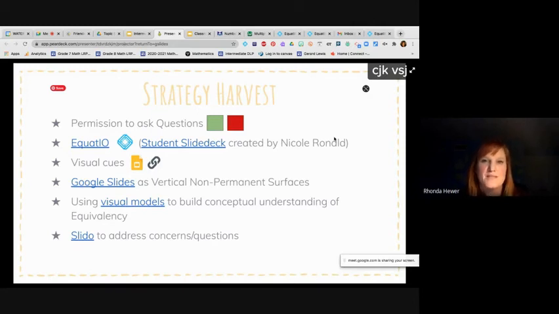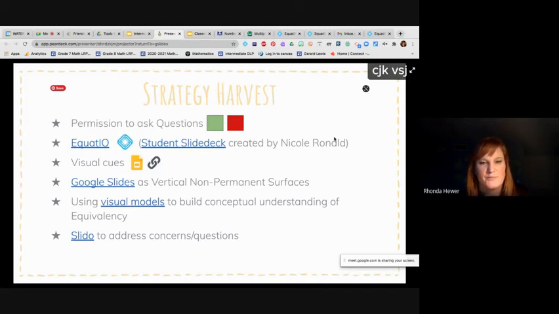Equatio is an amazing tool, whether you are doing synchronous distance learning or face-to-face learning. It has so many capabilities for students to demonstrate their thinking with fractions, because even just writing fractions out. Nicole Ronald, an amazing educator at Margaret Avenue, shared this student slide deck.